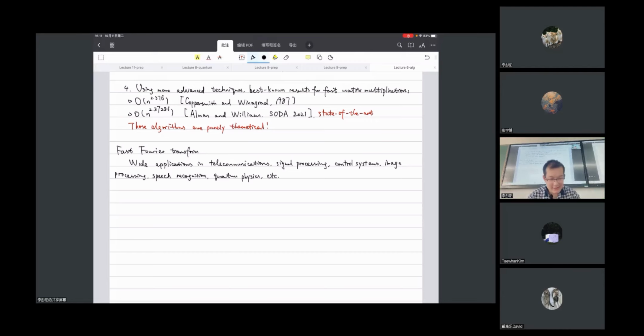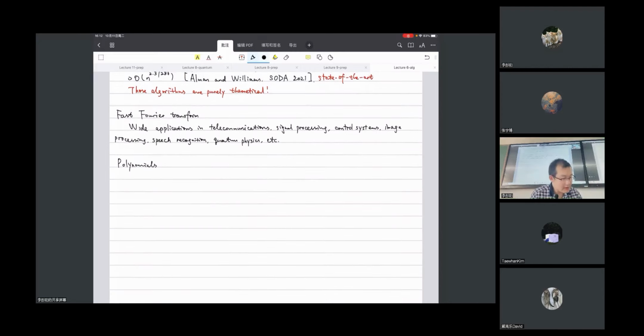Okay, so this is still a bit weak to talk about, so let's talk about something concrete. Let's talk about polynomials. For polynomials, there are different ways to represent a polynomial. But I think the most natural, as we have always been talking about, is the coefficient representation. What do I mean by that?